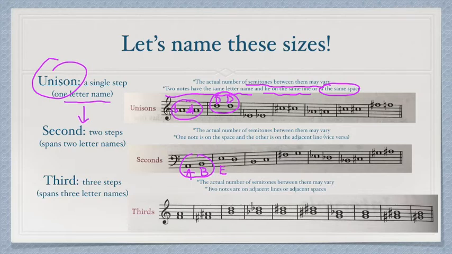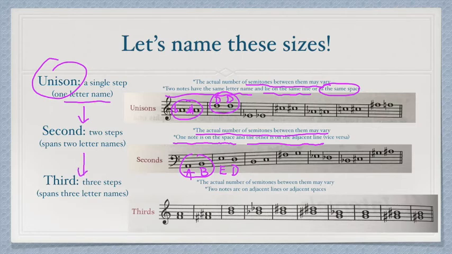Or from E to D is also a second. The actual number of the semitones between them may also vary, but it doesn't matter with the size, it just matters with the quality. So how to recognize a second? One note is on the space and the other is on the adjacent line, or one note is on the line and another is on the adjacent space. Then we go for a third.